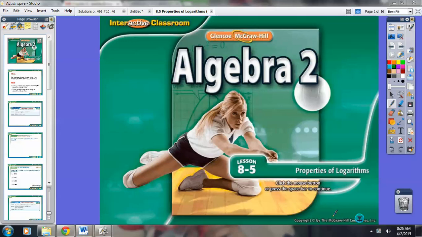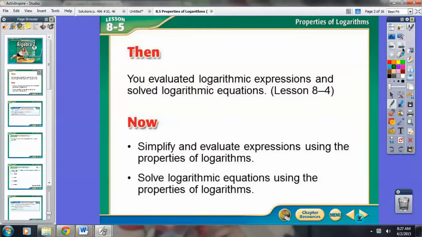To move to section 8.5. It says properties of logarithms. Logarithms have some kind of cool properties that allow you to solve. You just gotta know what they are. They're really not a big deal if you know how to use them. You guys can solve basic equations. You can multiply. You can do these properties of logs. You just gotta know the basics. And we're gonna do that.